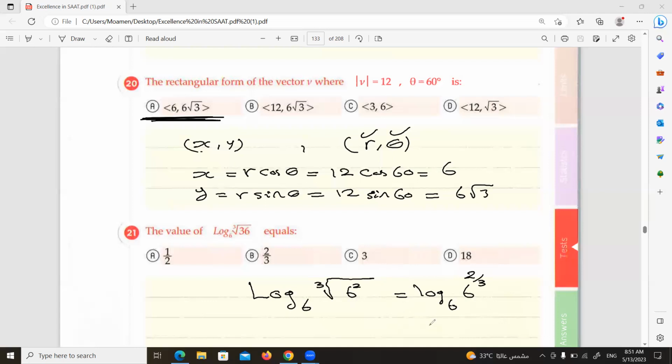After that, you will get the power outside. As we said, if we have a power, we can take this power and put it outside. So 2 over 3, and then log with base 6 of 6. Log with base 6 of 6 is equal to 1, because 6 power 1 equals 6. So this will be 1. So 2 over 3 multiplied by 1 equals 2 over 3.